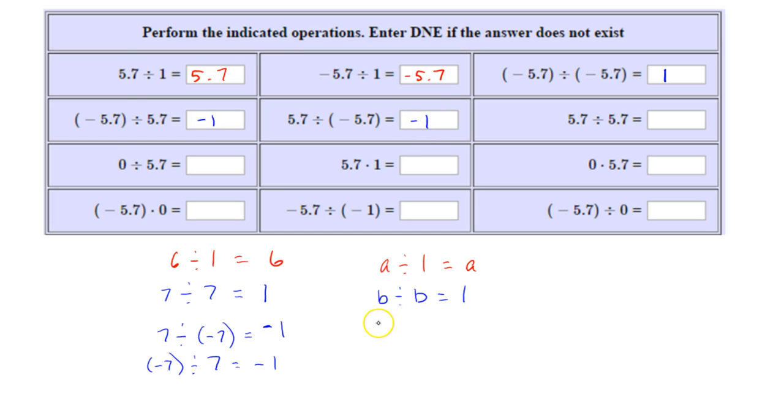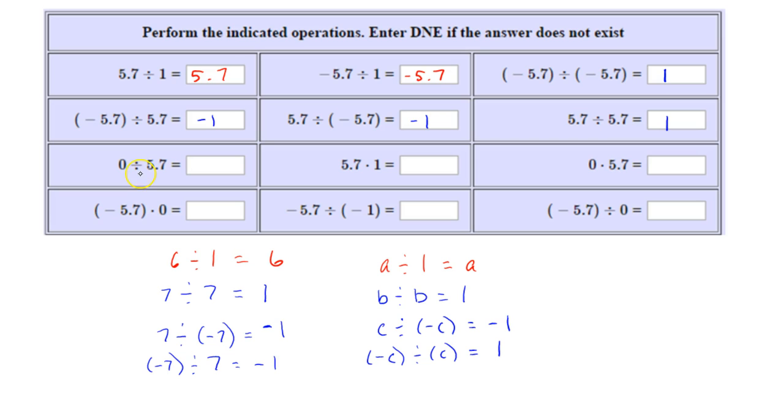And we could say in general, c divided by negative c is negative 1. So that's representing any number and its opposite. And the reverse order is also true. So here we have 5.7 divided by itself. Well, that's like this problem. A number divided by itself is 1.